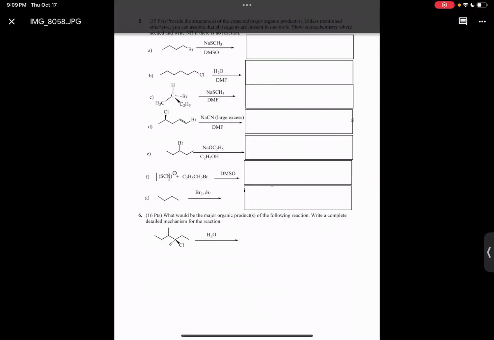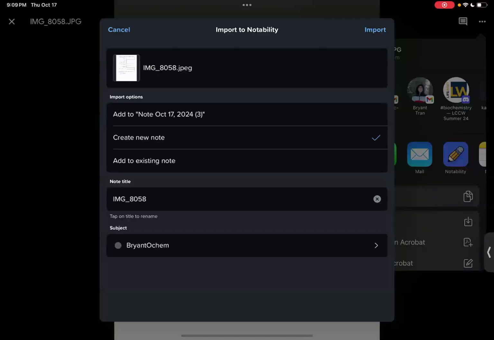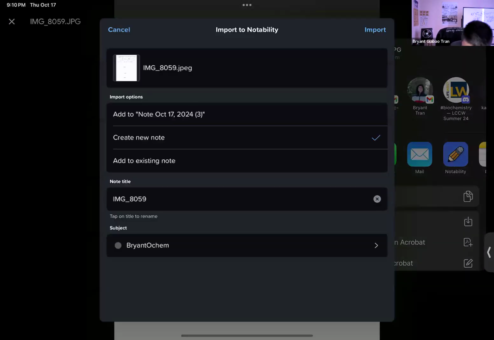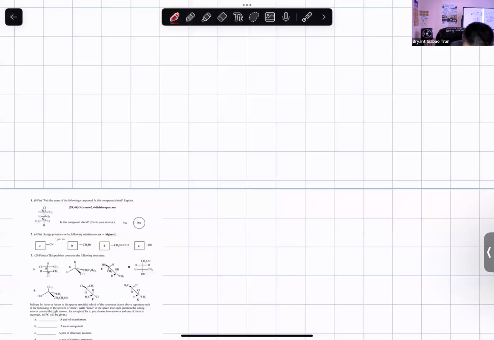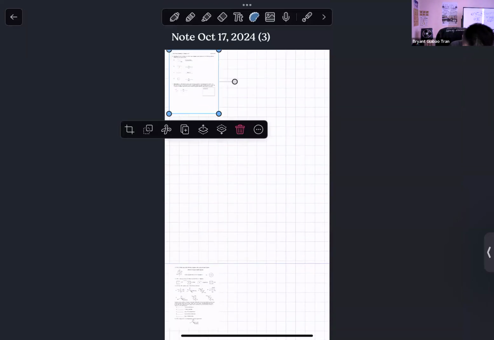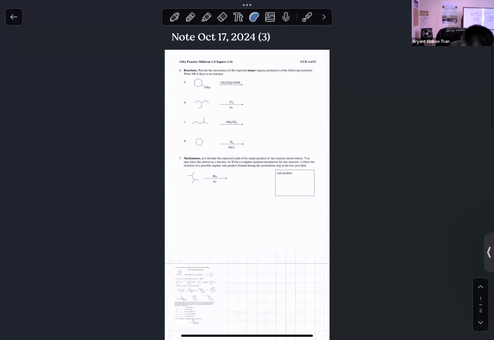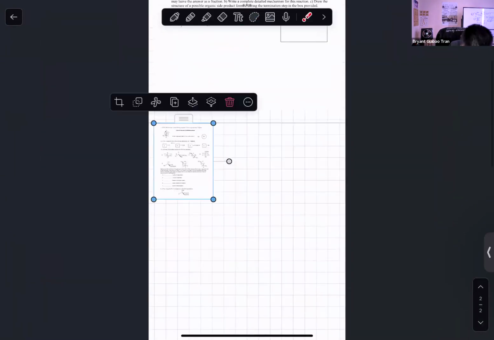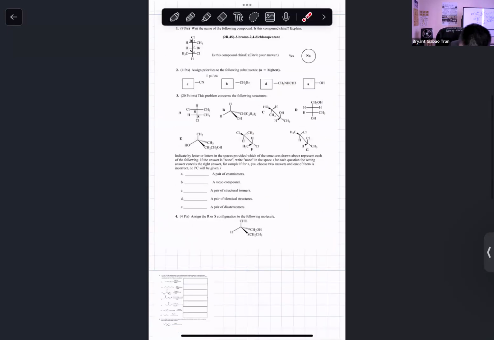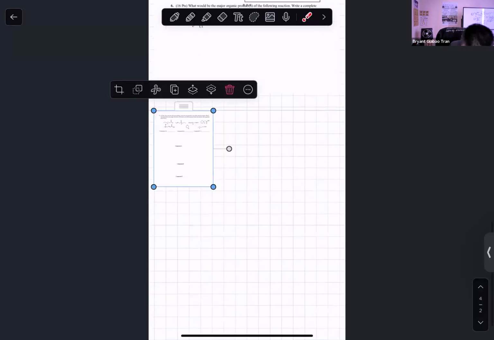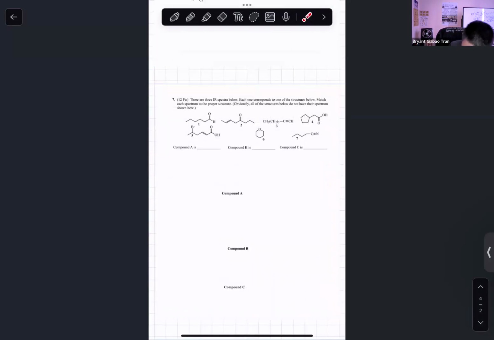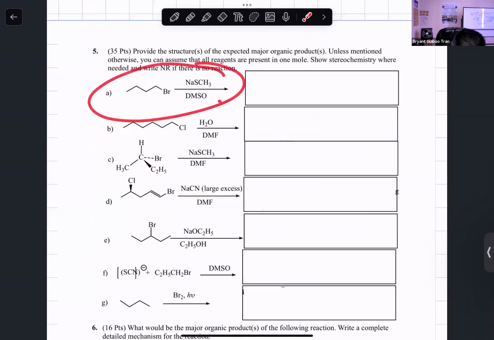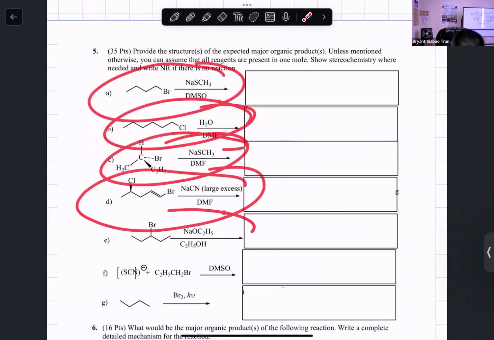I don't think so. These ones are from a different practice exam, I think midterm two. Let me check. Are you talking about this reaction? Oh, these ones here. You haven't learned about this yet. That's at the end of the quarter.